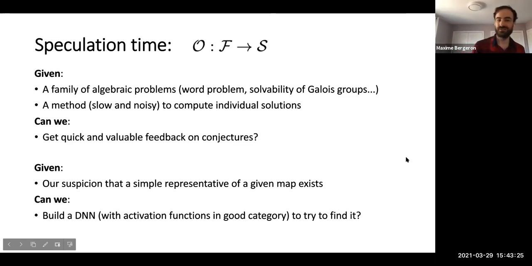You have some map and you suspect that you can represent it in a simpler way, or you have some presentation and you suspect there is a simpler one. Can you build a net and reward it based on simplifying that presentation, and see if you actually get somewhere? So those are speculations. I don't know if anybody has anything to say about that.